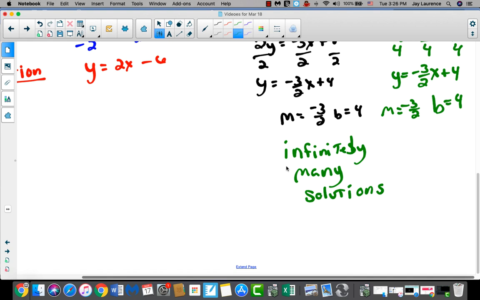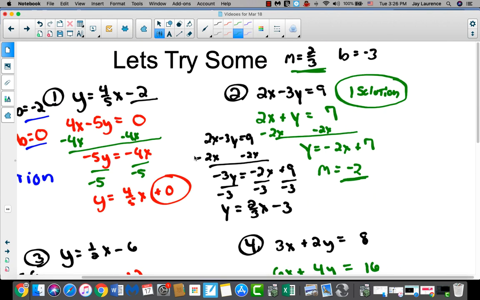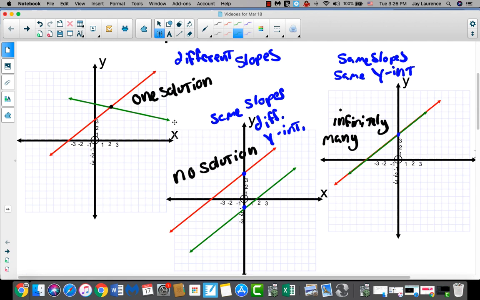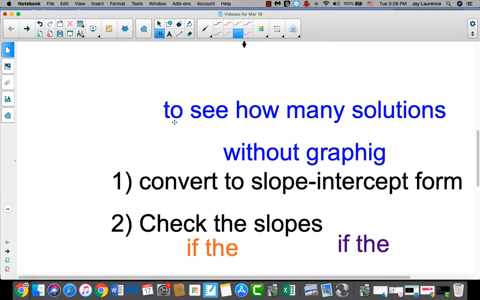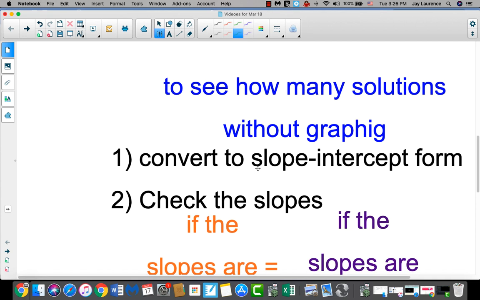That's it. If you need any help with this, please email me, see me in my office hours, whatever it takes. All right? Should be pretty simple. The key is, do you have this flow chart down? How many solutions?